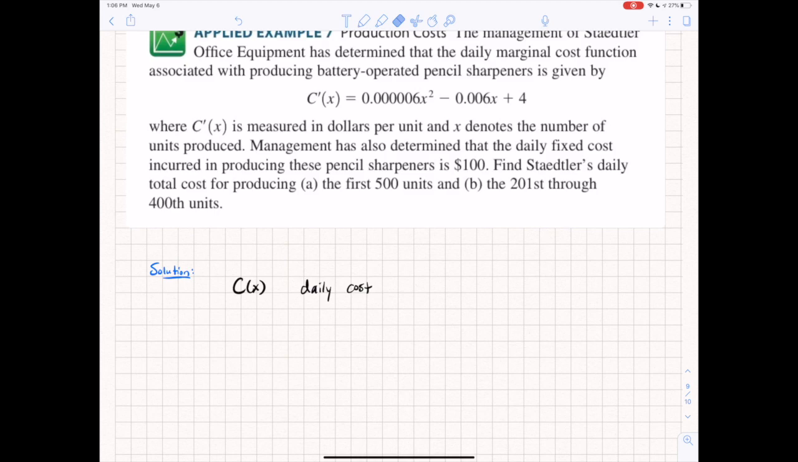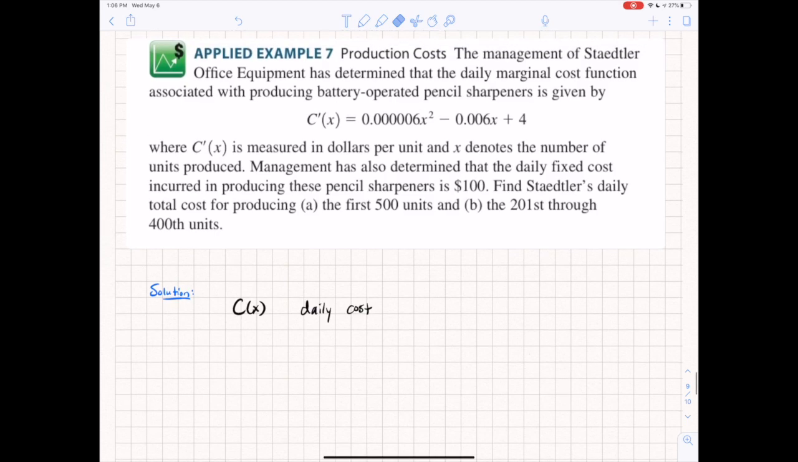The daily total cost, right? Let me make sure to see if they said the word daily, so I'm not making that up. That's daily fixed cost. So let's just say total cost. That's what C of X represents. So then C prime would represent that marginal cost, right? How it changes per increment as we go up.